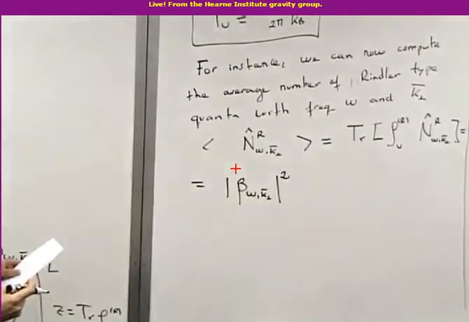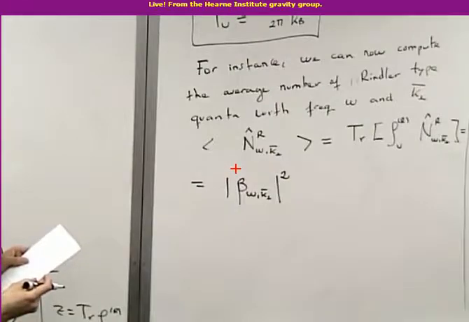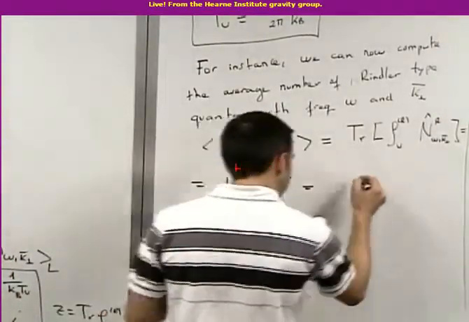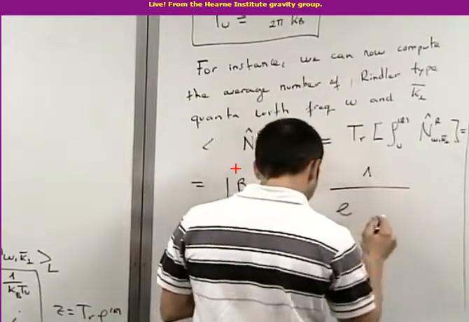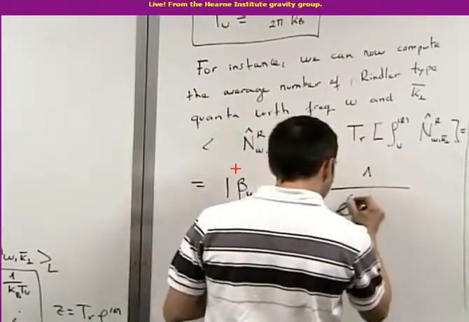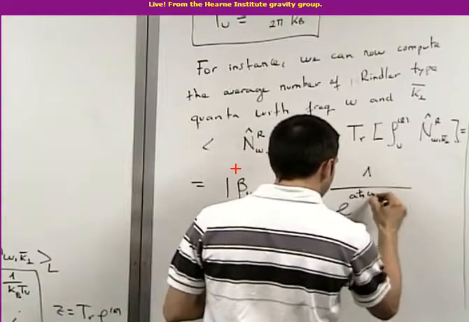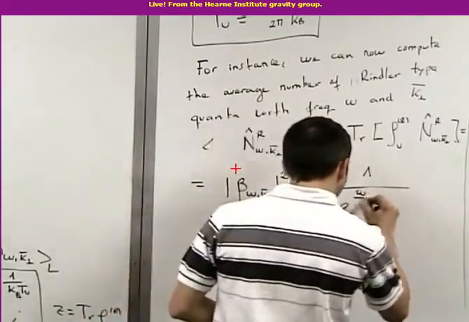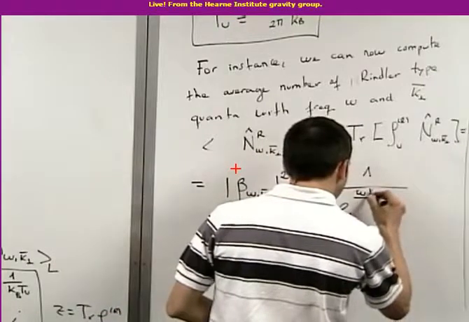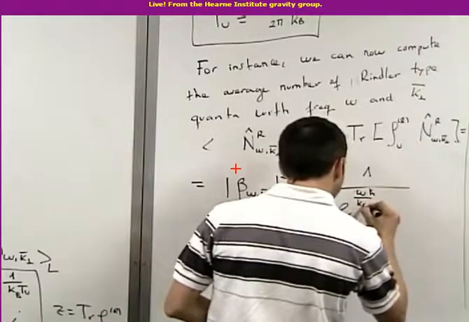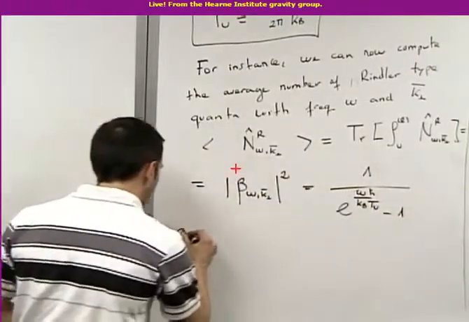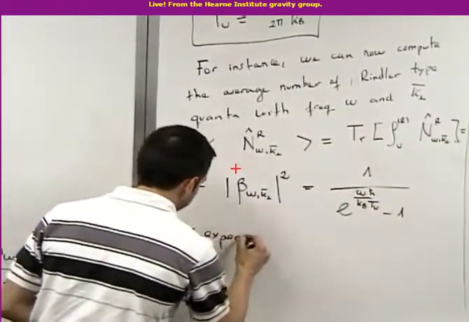So if you do the computation, you would obtain h bar omega over e to the h bar omega over kappa T minus 1, as expected from a thermal state.